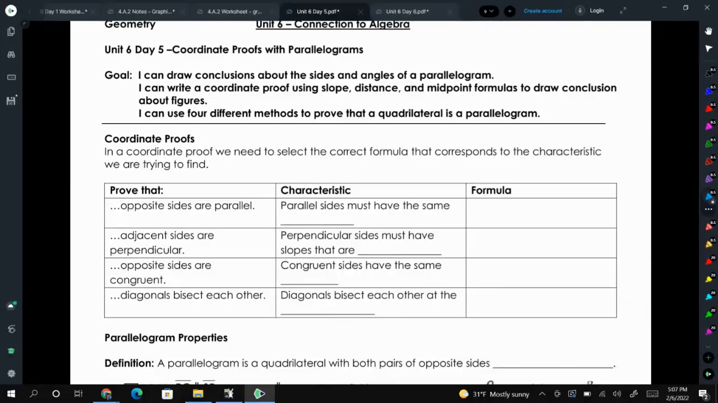Today we're going to be talking about coordinate proofs. Coordinate proofs are ways that we can use the distance, the midpoint, and the slope formula to prove that a shape, or that a set of 4 points, creates a given shape. So we're going to be talking about parallelograms and using the slope, distance, and midpoint formula to show that the shape that we're talking about is in fact a parallelogram.